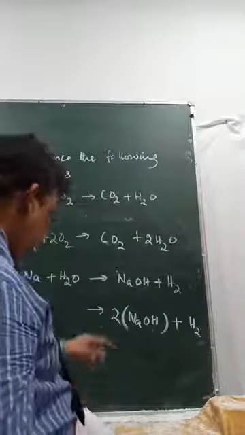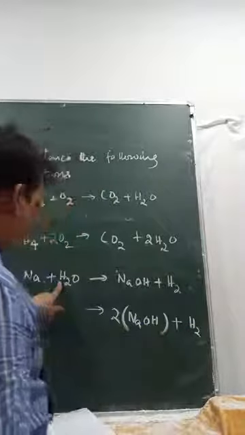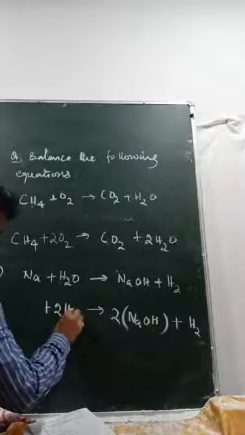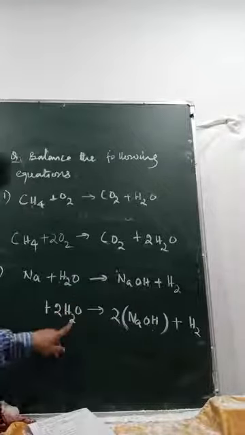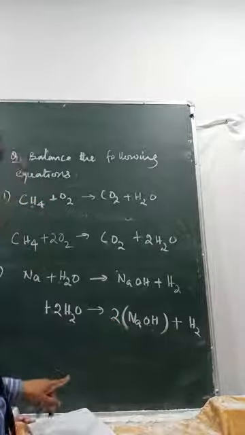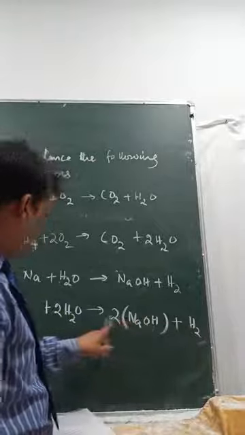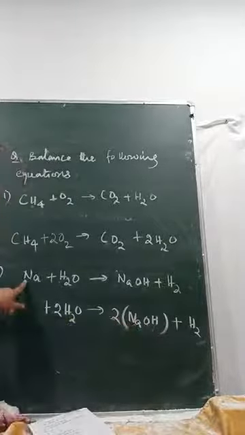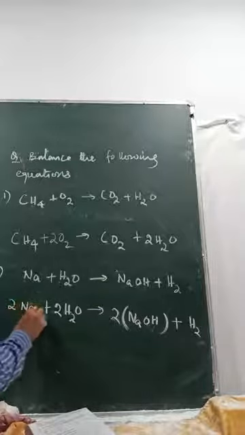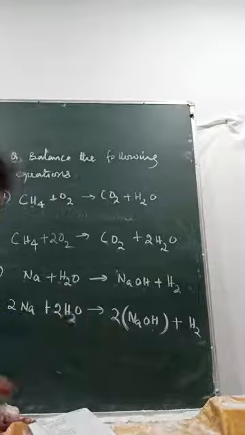2 plus 2, 4. Here is 2. So let's multiply 2. Hydrogen became 4. Oxygen is 2, oxygen is 2. Hydrogen is 4. Sodium is 2, but here sodium is 1. So let's write this 2Na. So now this is the balanced equation. Let's see some more.